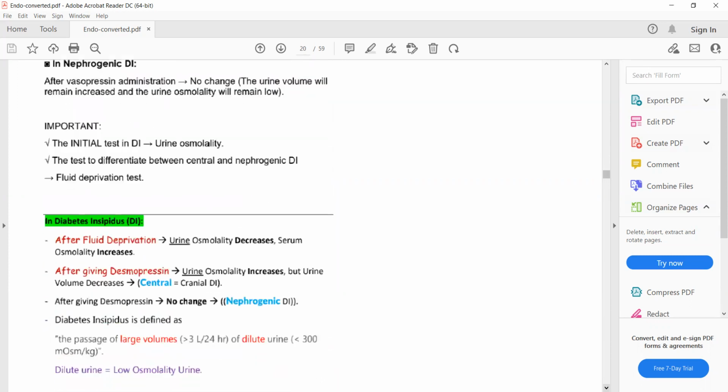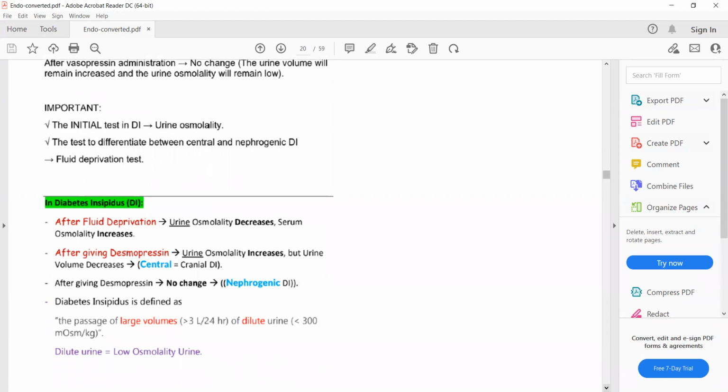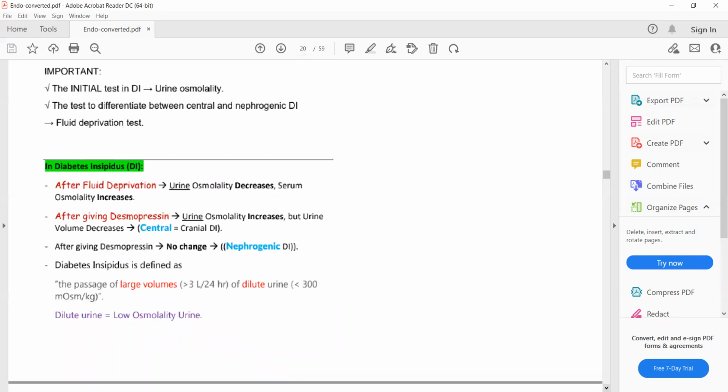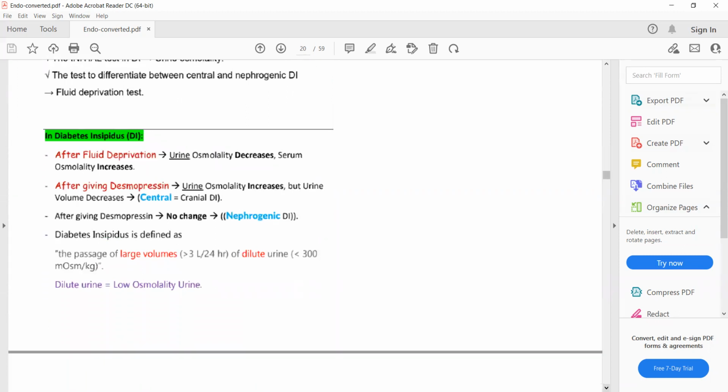Just remember the basic abnormality. Excess ADH means excess water in the body and less water in the urine. And low ADH means low water in the plasma. And as water and osmolality have an inverse relation, low water in plasma means high osmolality of plasma. So when there is low water in the plasma, there will be excess water in the urine. So high water in the urine means low osmolality of urine.